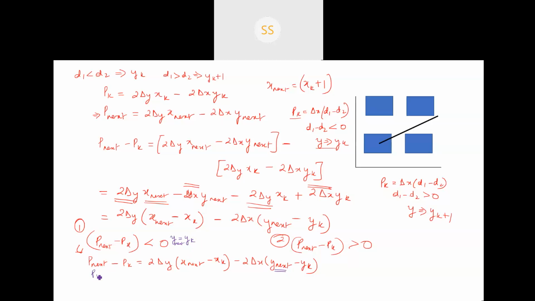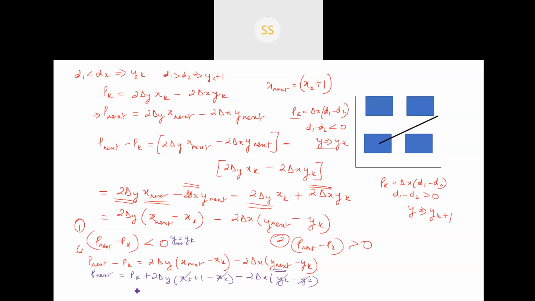So I can write that p next, I'm going to take my pk to the right hand side. So it becomes pk plus 2 delta y. Obviously your x next value is going to be xk plus 1 minus xk, minus 2 delta x. What is your y next? Y next is equal to yk, so I've written yk minus yk. Yk minus yk is going to be 0. Then xk and xk get cancelled.